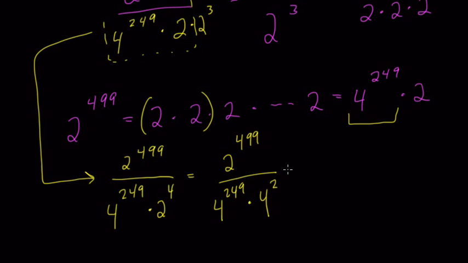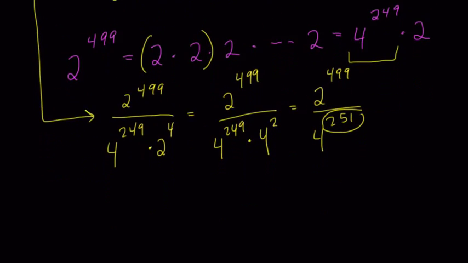And lastly, finally, we finish. This is 2 to the 499th power over 4 to the what? Well, we can add these two exponents. It's 4 to the 251st power. And that's your answer. If you think about what's happening, you can see that this would cancel out.